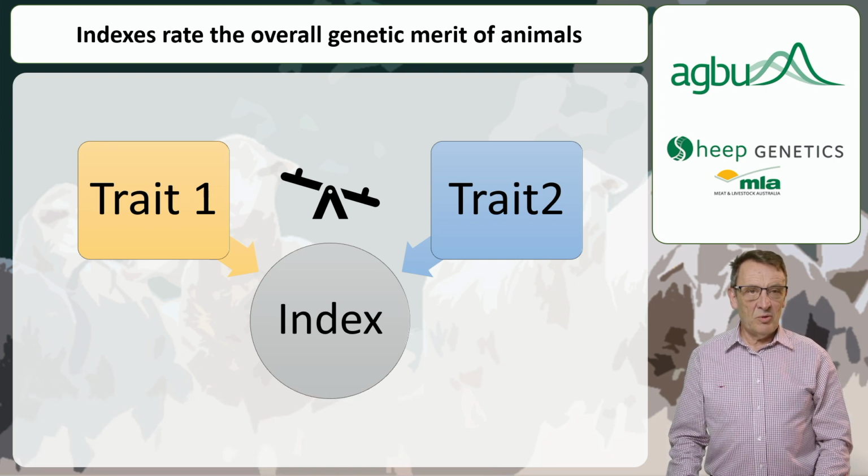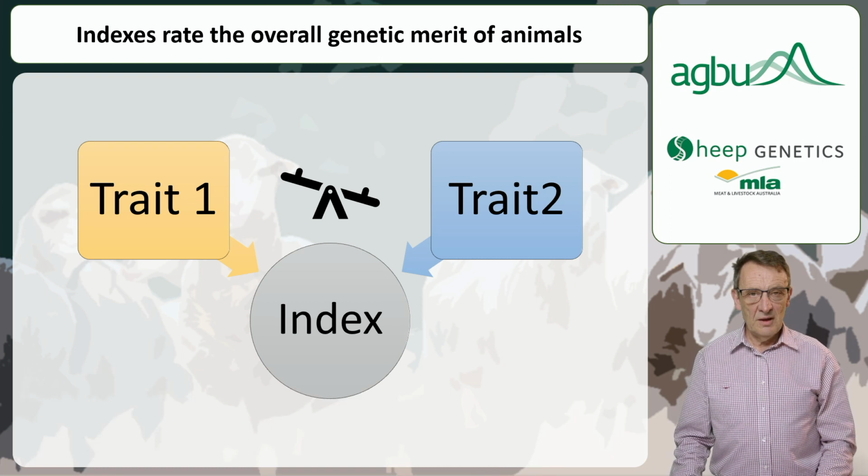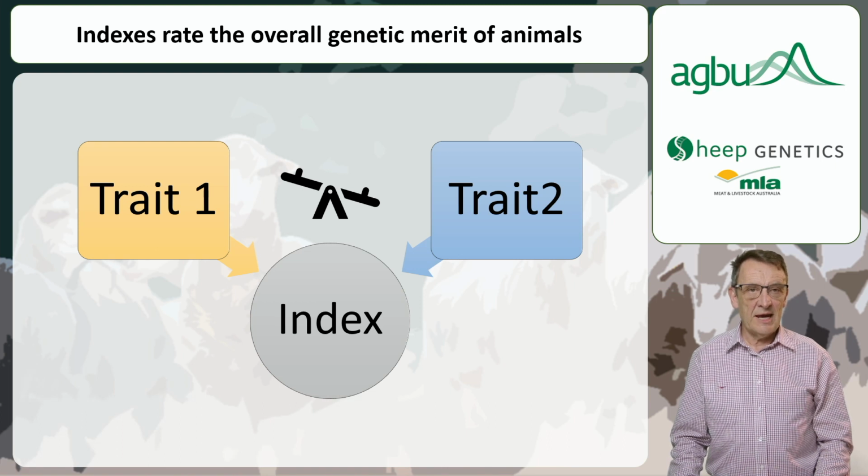We know what the important traits are in a general sense, but the emphasis to place on each trait depends on the environment and production system that we're working in. For sheep genetics evaluations, we have a range of standard indexes to cater for the diversity of environments and production systems across the industry, which will be discussed in a later video.